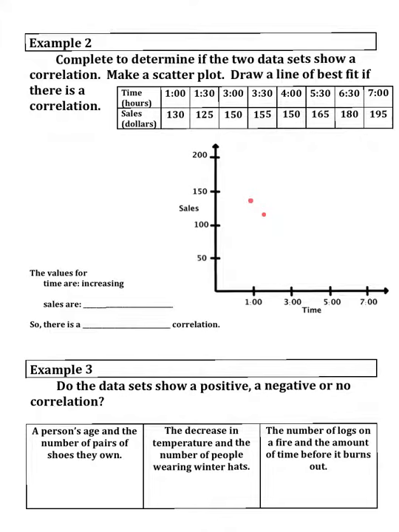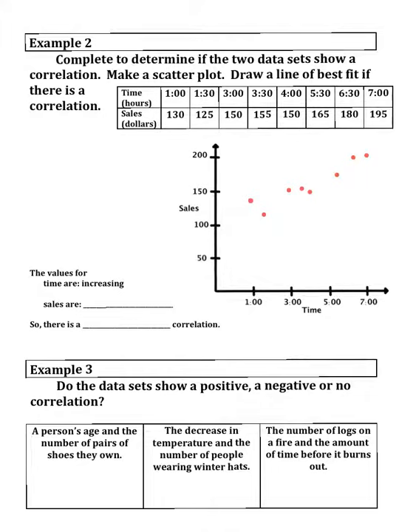Okay, at 3 o'clock, 150. 3:30 was 155. 4 o'clock, 150 again. 5:30, 165. 6:30, 180. And 7 o'clock, 195.